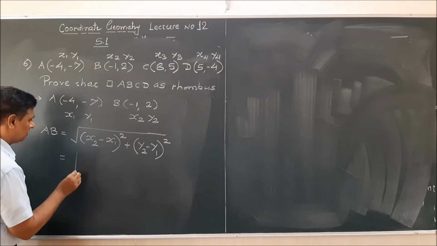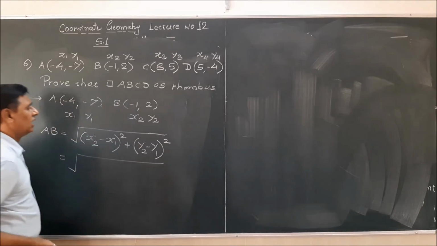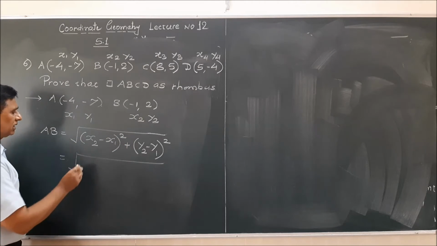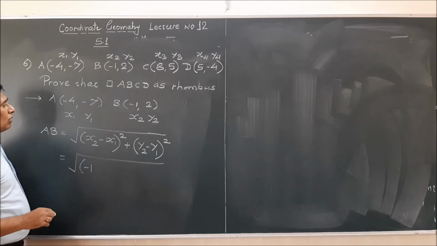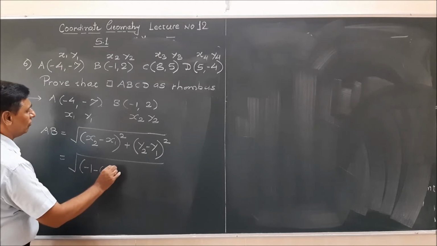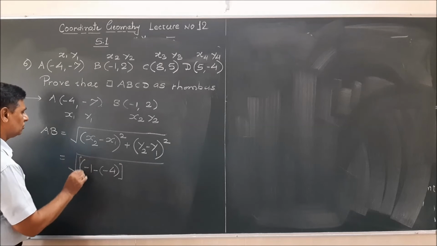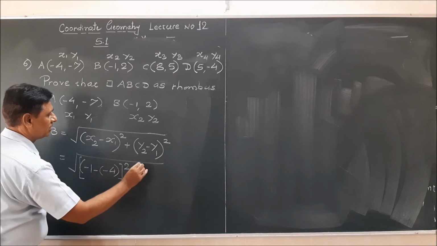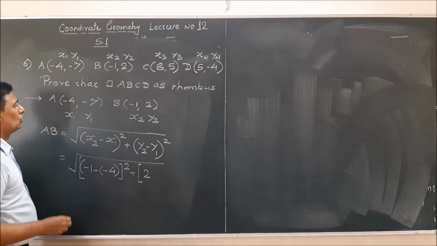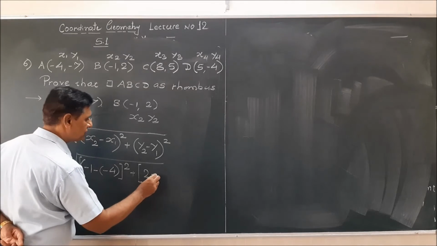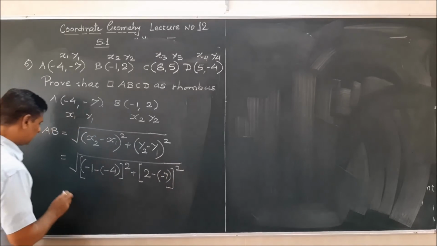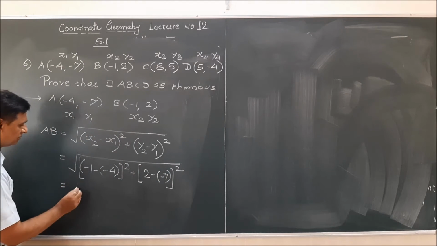That is equal to x2 minus x1. You will find the coordinate of x2 is -1. The coordinate of x1 is -4. Again, you have to be careful: minus of -4. Very important here, students. Plus the value of y2 is 2, minus y1, which is minus of -7. The whole square.